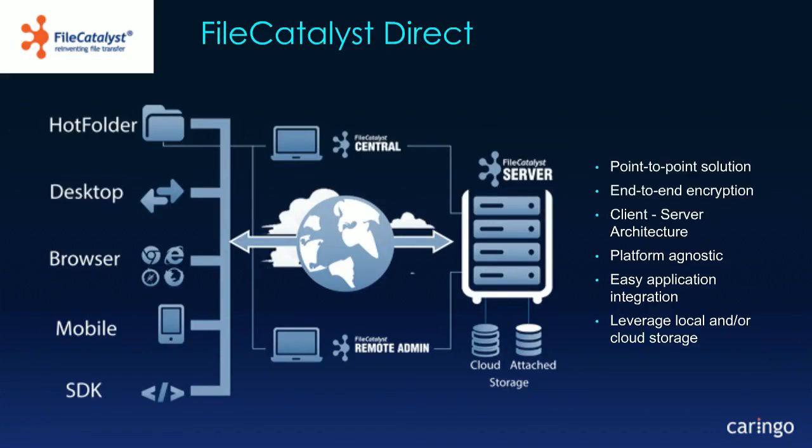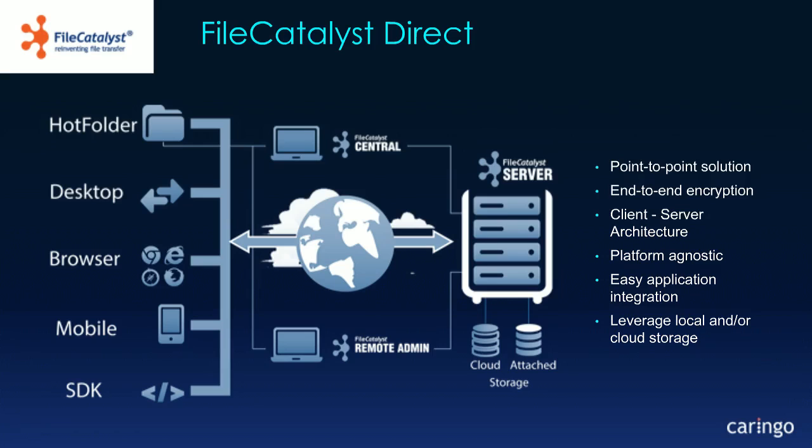So the first product I would like to highlight is our FileCatalyst Direct. This is our core product. It's a point-to-point software solution, server-client model, which offers end-to-end encryption when you're transferring your files. It's platform agnostic, meaning you can run the application on any operating system: Windows, Mac, Linux, Solaris. It's up to you. You can have the server on a Linux box, where the client's on Windows or Mac. It really doesn't matter.